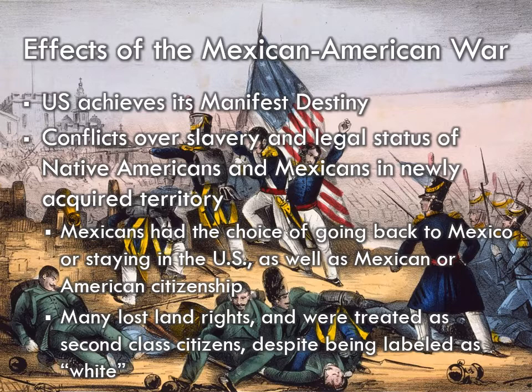Now, the vast majority of these 75,000 Mexicans living in the conquered territory, I believe somewhere around 90%, chose American citizenship because it could provide you with voting rights. The problem was that many of these people ended up losing the rights to the land that they had been living on, that they had purchased, that they had the deed to, and it was opened up to American citizens. Especially if you maintained your Mexican citizenship, your right to that land was very much in jeopardy. However, even if you took on American citizenship, you were still treated very much like a second-class citizen, even though they were labeled as white.